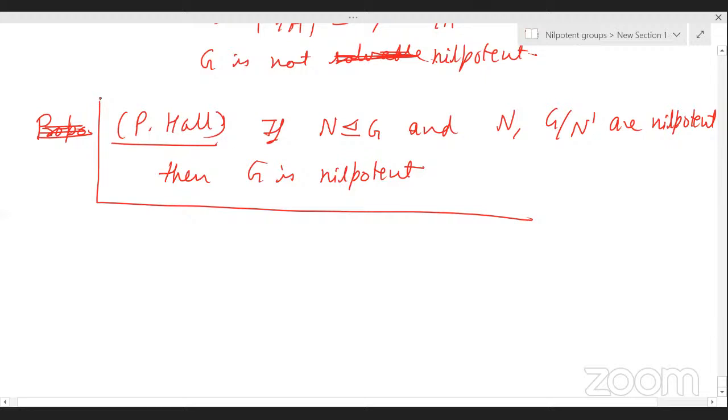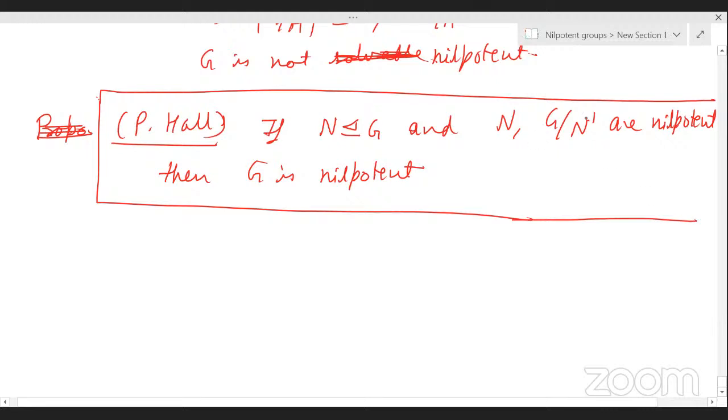We are not going to prove this result, but in case of soluble groups, it was N is soluble and G/N is soluble, then G is soluble. But in case of nilpotent groups, it is N is nilpotent and G/N' is nilpotent, then G is nilpotent. This is called the P. Hall criteria for nilpotence. Okay. Now come to another proposition.